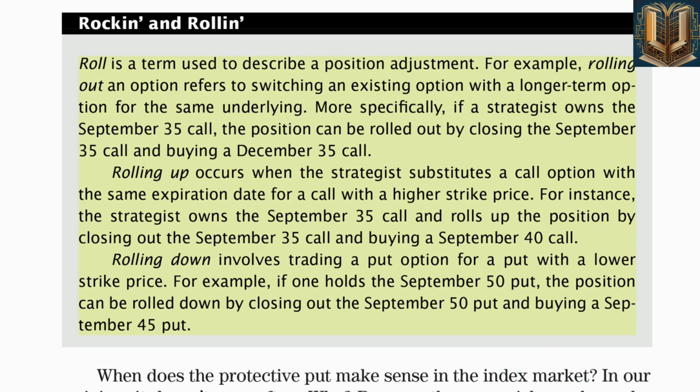Rolling up occurs when the strategist substitutes a call option with the same expiration date for a call with a higher strike price. For instance, the strategist owns the September 35 call and rolls up the position by closing out the September 35 call and buying a September 40 call. Rolling down involves trading a put option for a put with a lower strike price. For example, if one holds the September 50 put, the position can be rolled down by closing out the September 50 put and buying a September 45 put.